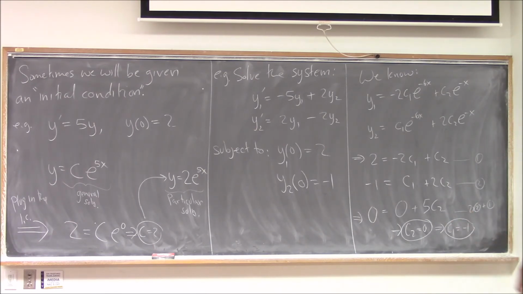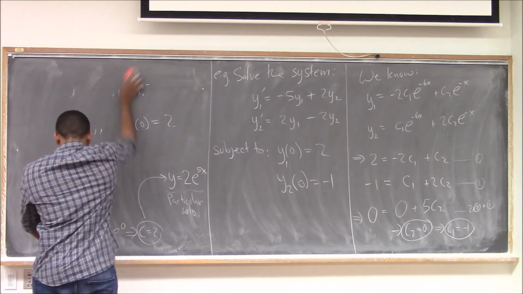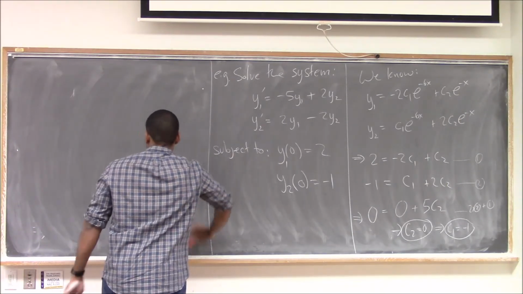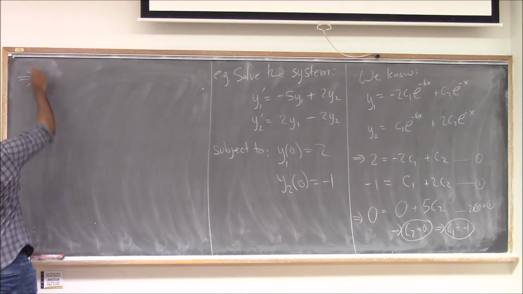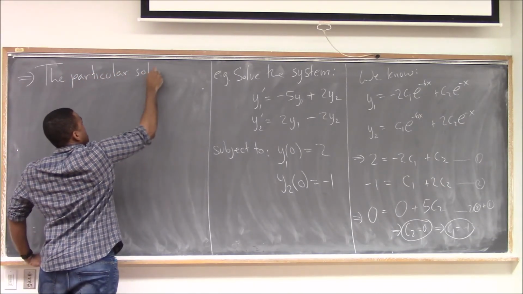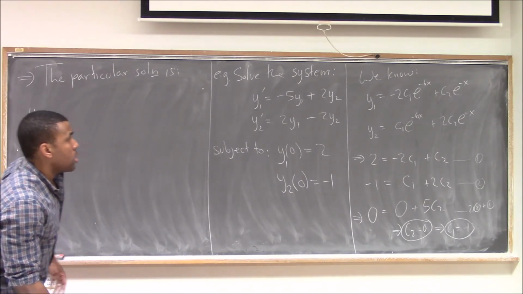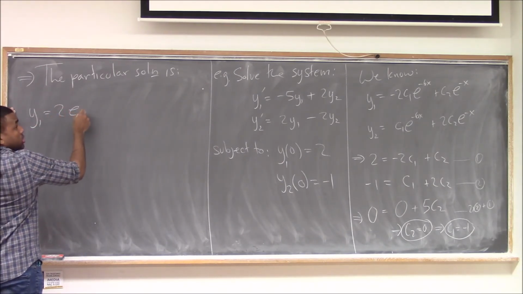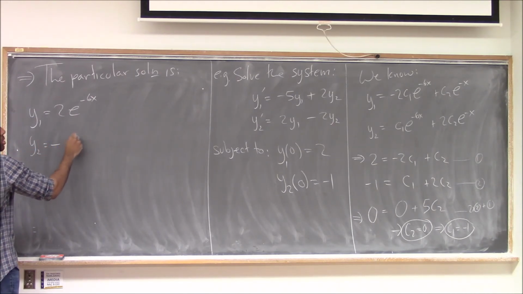And so, C1 was -1, so y1 is just going to be 2e to the -6x. C2 was 0, so your y2 is equal to minus e to the -6x.